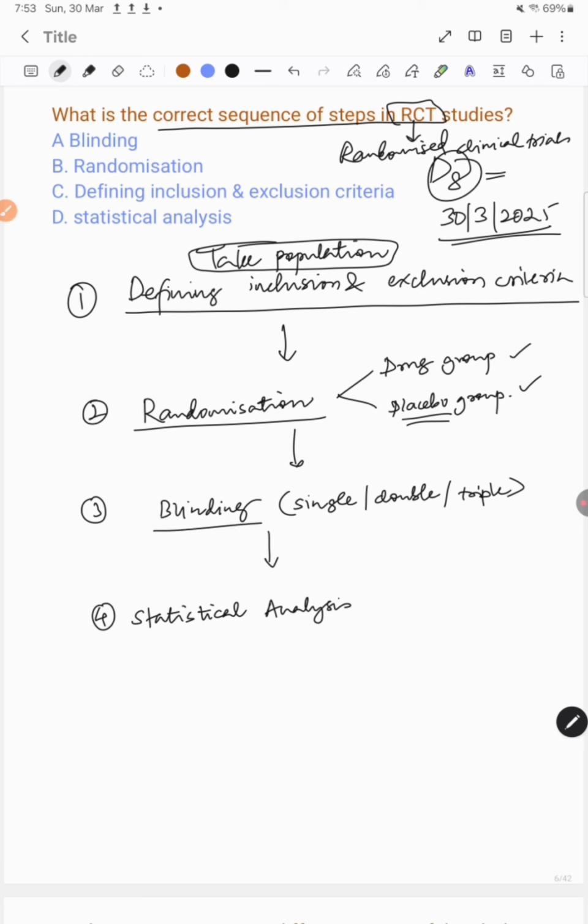Third is blinding. You can blind single, double and triple. Single is just the patient, double is patient and doctor, triple is both with the analyst. The last is statistical analysis, and you produce the report. That is how it's done.